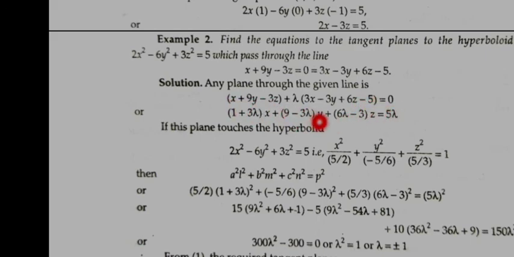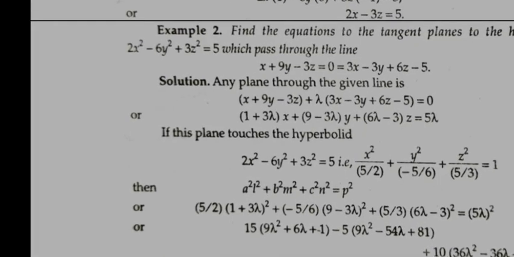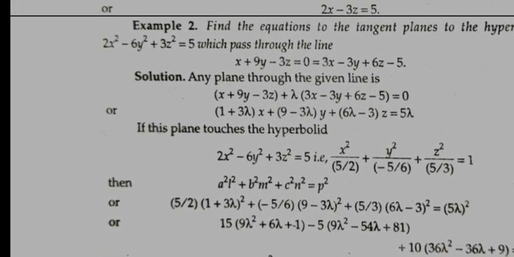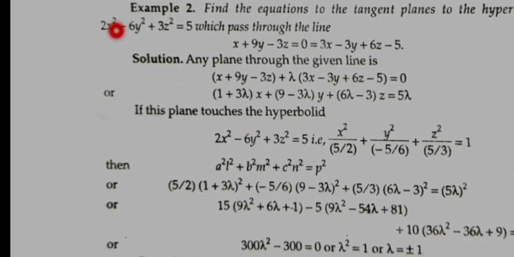And now collect the terms of x in one place. Suppose 1 plus 3 lambda in bracket times x, 9 minus 3 lambda in bracket times y, plus 6 lambda minus 3 in bracket times z is equal to 5 lambda. And now if the plane touches the hyperboloid, the plane which is given touches the hyperboloid. So we convert this equation into the form of the hyperboloid: x square upon 5 by 2 plus y square upon minus 5 by 6 plus z square upon 5 by 3 is equal to 1.